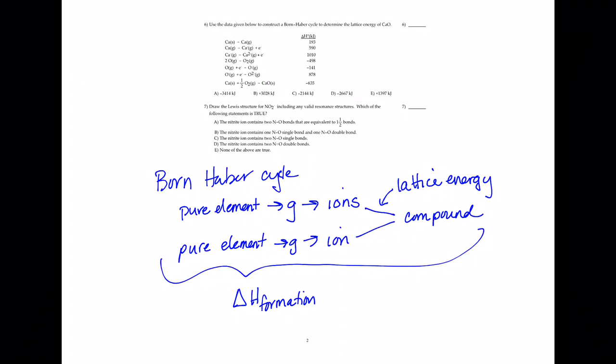So depending on what you're given, you can be given each one of these processes, and this here, and you could find the lattice energy. Or maybe you're given the lattice energy and each one of these processes, and you're supposed to find the delta H of formation. The idea is basically, given all but one of them, you should be able to find the last one.